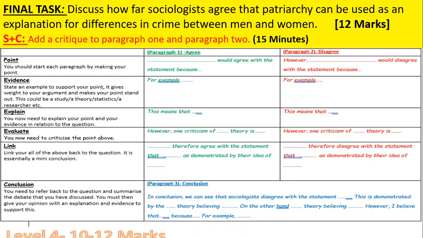Right, so the final 12 marker now. And again, I want you to use the structure displayed on the screen. So the question is, discuss how far sociologists agree that patriarchy can be used as an explanation for differences in crime between men and women. So for the agree part, the patriarchy bit, you could talk about feminist theory, talk about control theory. And then for your disagree, probably the easiest one to do as a backup is interactionist, talk about how masculine status may be associated with criminal labels. So things like getting in fights, taking drugs, being more acceptable in society.